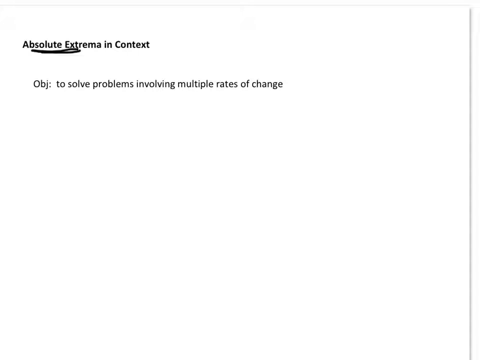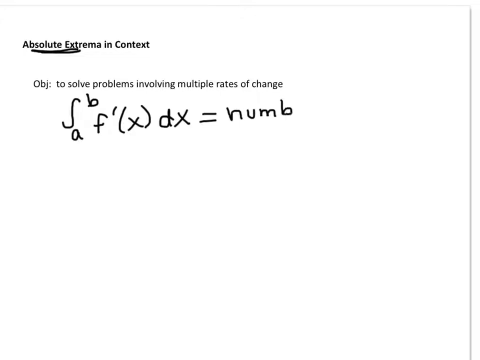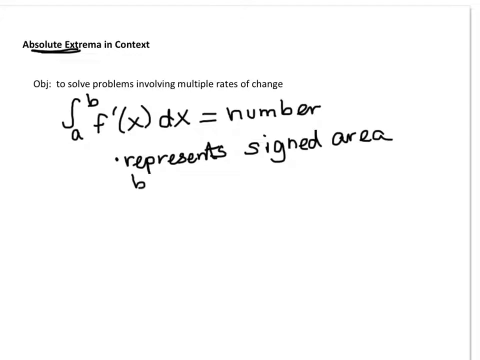Before we do that, though, let's refresh what we know about the definite integral. We know that if we have the definite integral of a function, that's the way the problem looks, and I'm being asked to integrate from a to b f prime of x dx, I know that that's going to give me a numerical answer, and I know that that numerical answer represents the signed area between f prime and the x-axis.